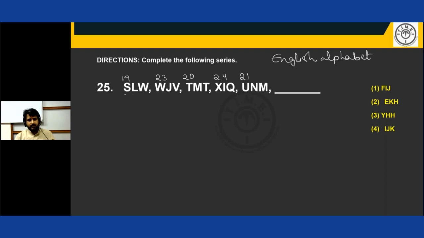So what is the logic? Here each group consists of 3 letters. In all letter series questions, you can follow this pattern. Each group consisting of 3 letters, right? So identify the logic in the first letters in each group. 19 plus 4, 23. 23, 20 minus 3. 20, 24 plus 4. 24, 23 minus 3. Applying the same pattern, plus 4. 21 plus 4, 25. Your answer should start with Y. There is only one option starting with Y. So choice 3 is your answer.